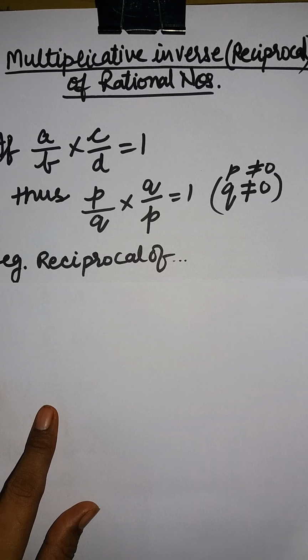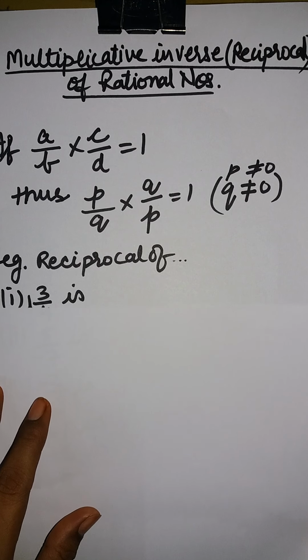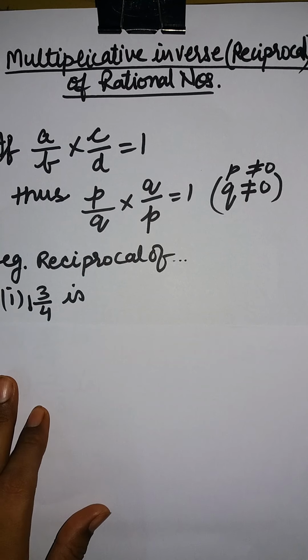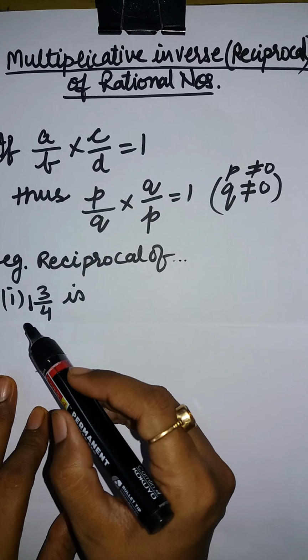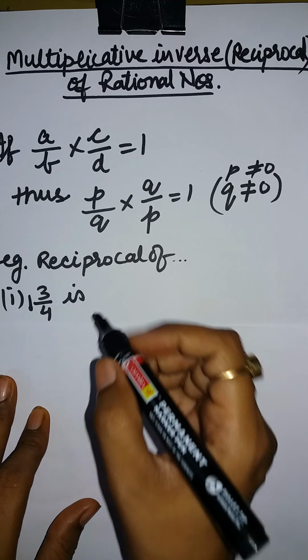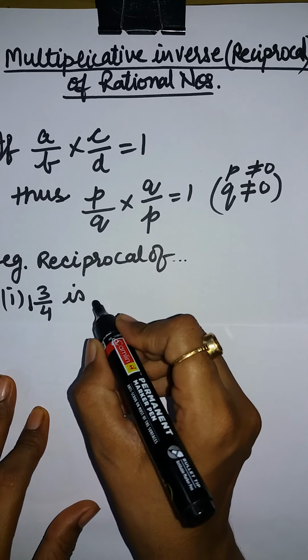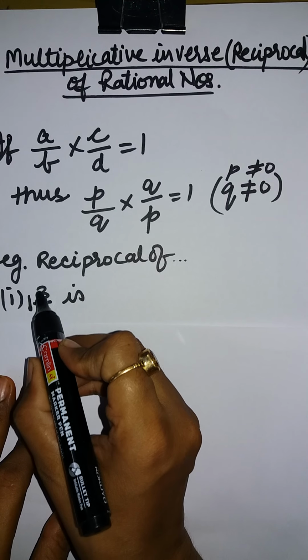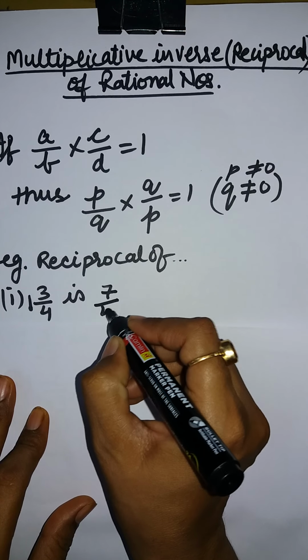Let us take a few examples. What is the reciprocal of 1 and 3 by 4? 1 and 3 by 4 is given in the mixed form. So first of all we have to convert this into the p by q form. So 4 ones are 4 plus 3 is 7 by 4.